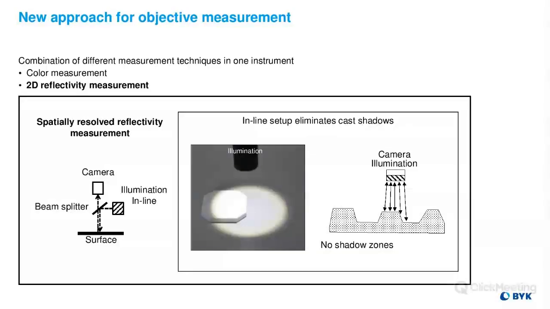So what we have for that is the 2D reflectivity measurement. And this is one of the new types of measurement techniques we have in the spectro2 profiler. And so with this measurement, the light source is in line with the camera. So you see the illumination comes in from the side, and then there's a beam splitter that shoots that light straight down to the surface, and the camera is perfectly normal to the surface. So that light source is now in line with the camera. And so that's going to eliminate the casting of any shadows that you would get with that gloss setup where the light's coming in from the side.